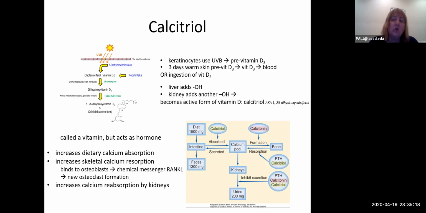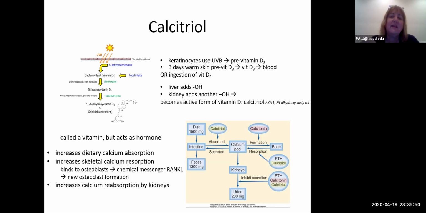The second thing it's going to do, it's going to bind to osteoblasts. So the calcitriol binds to osteoblasts. Okay, and you're thinking, wait a second. We're trying to get calcium out of the bone, and that's the job of the osteoclast. And I go, I know, but I did not misspeak. It does not bind to an osteoclast. It binds to an osteoblast, okay, the bone builders.